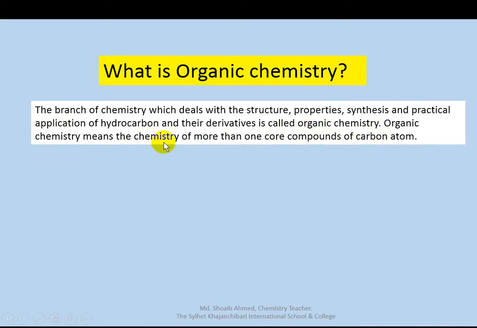Organic chemistry means the chemistry of more than one crore compounds of carbon atom. Organic compounds must contain carbon atom. Organic chemistry deals with the structure, properties, synthesis. Synthesis means preparation of a compound from its elements, and practical application of hydrocarbons and their derivatives is called organic chemistry.